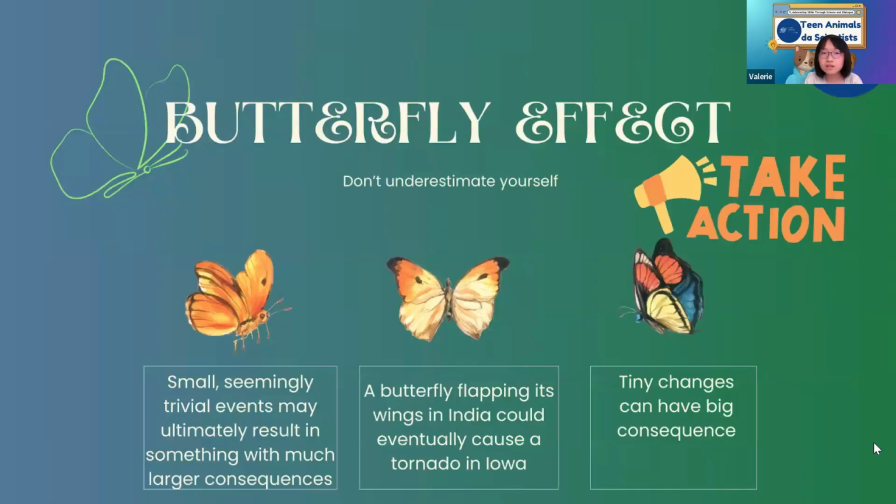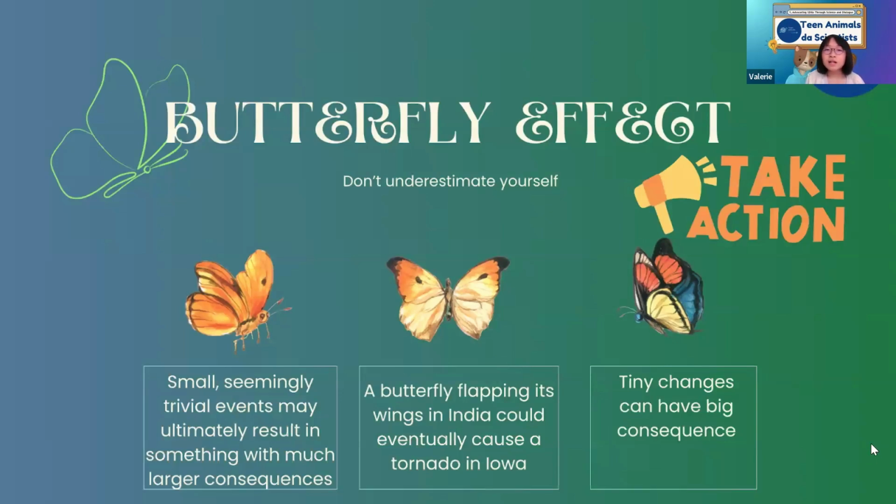And before ending my sharing, I would like to share with you the butterfly effect. So the butterfly effect is initiated by someone because it is related to a butterfly that can flap its wings. And in the past, when they flapped its wings in India, it actually caused a tornado in Iowa. So this means that despite a very small and seemingly trivial event, it can actually pose a lot of consequences and create a lot of impacts to our community.